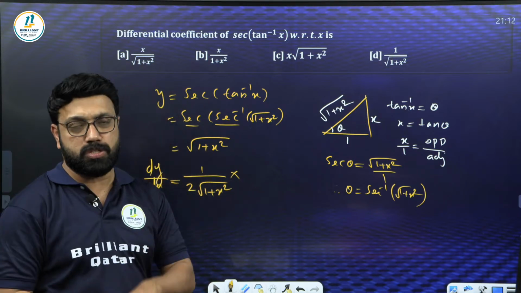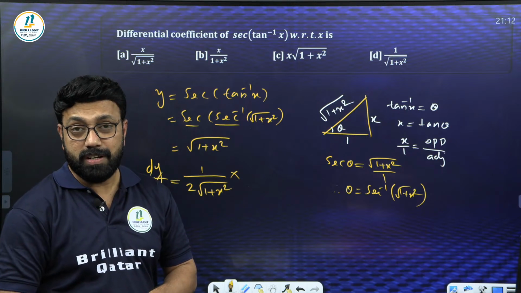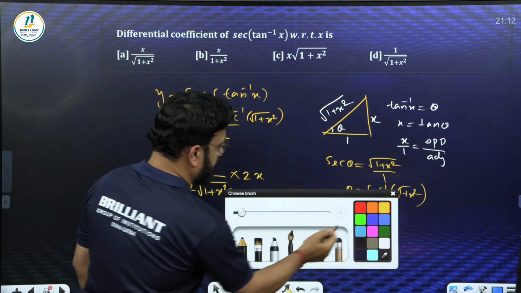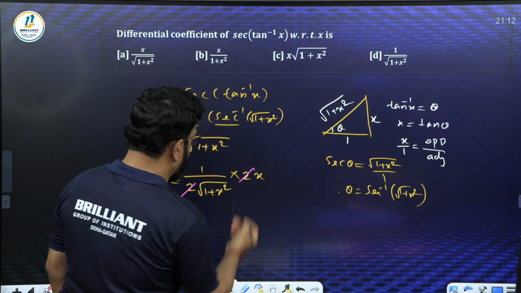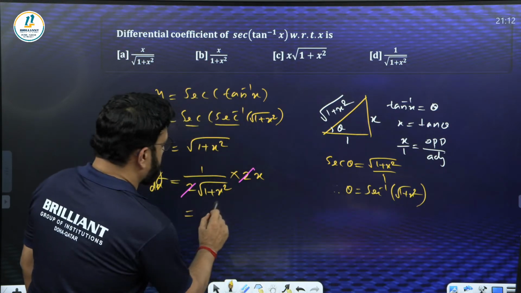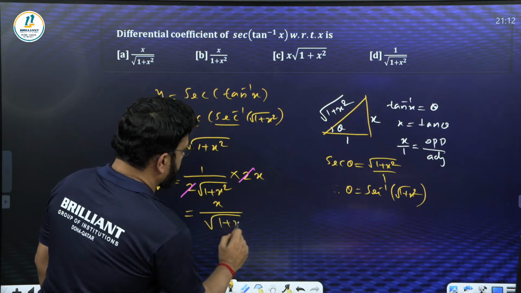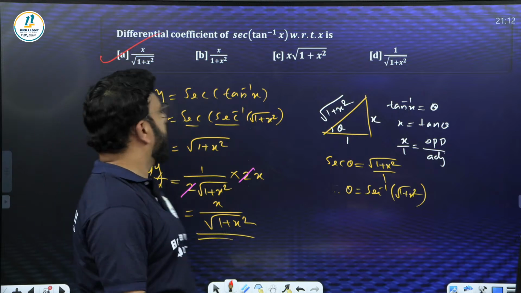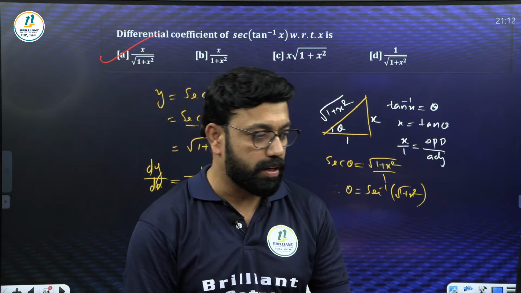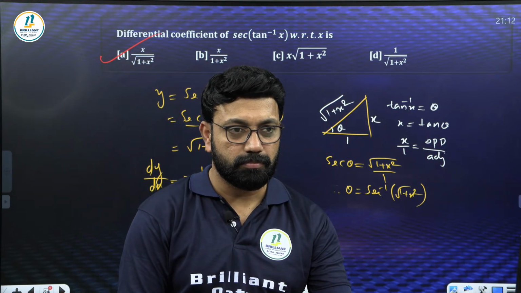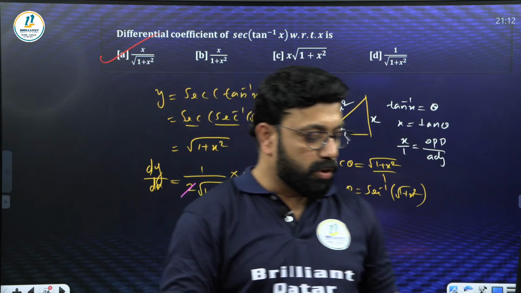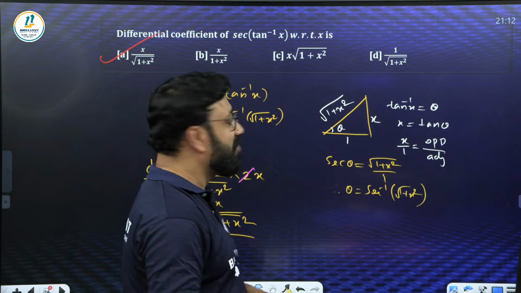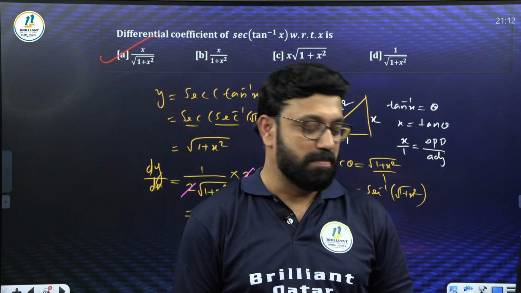derivative of inside the root. 1 plus x square derivative: 1 derivative 0, x square derivative 2x. So 2x, and the 2 and 2 will be cancelled there. The answer is x by root of 1 plus x square. Check if the option is there or not. Yes, the option is there, option A, x by root of 1 plus x square. Got it? This is the answer: x by root of 1 plus x square.